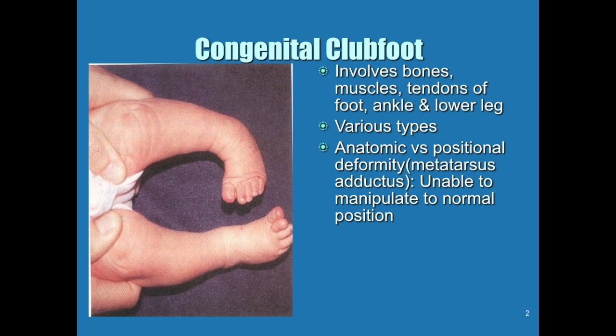So what happens here is the baby is in utero and it's positional against the wall of the uterine muscle. And this child over a prolonged period of time develops this disorder. It involves the bones, muscles, tendons. It involves the foot, the ankle, and the lower leg.